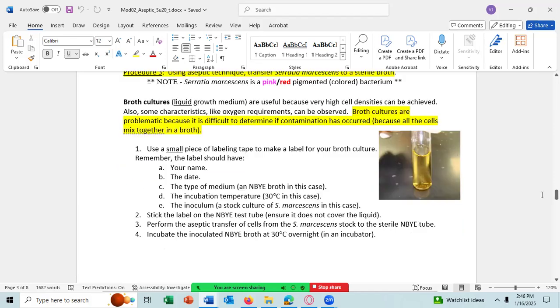All right, there is the tube of media you're going to inoculate. You can note its color and whether it's turbid or not. Rough cultures are problematic because it's difficult to determine if contamination has occurred in the culture, because all the cells mix together in the liquid broth. So you cannot see colonies in a liquid culture. Any question about any of that?